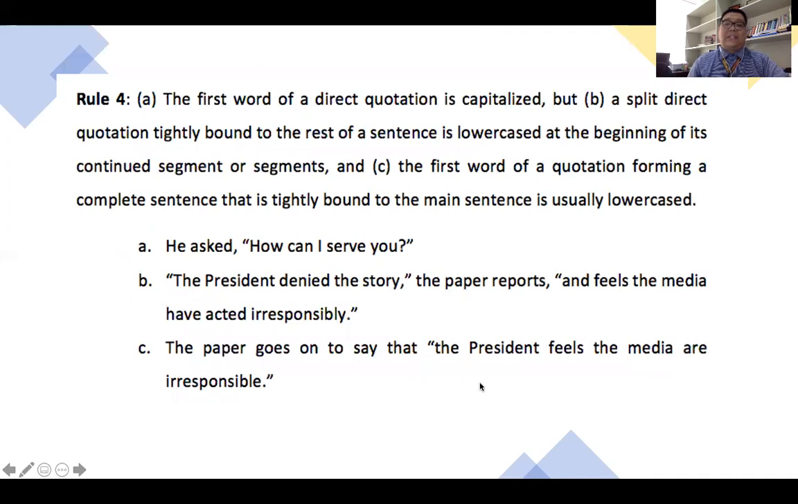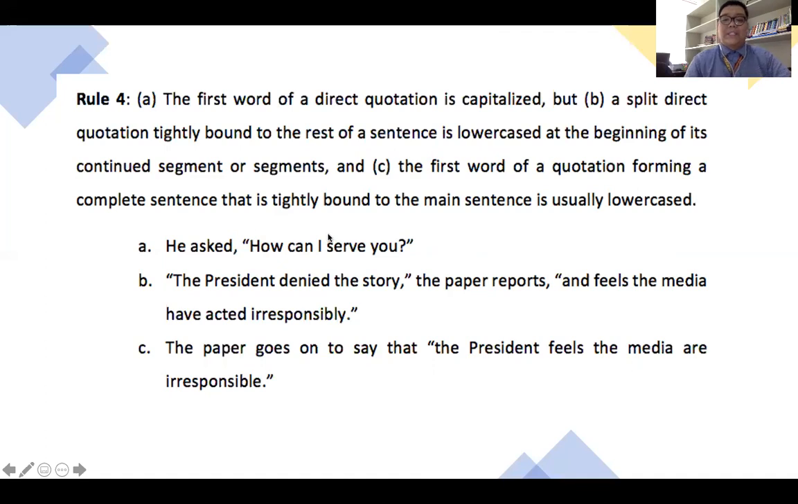Now, the first word of a direct quotation is capitalized, but a direct quotation tightly bound to the rest of a sentence is lowercase at the beginning of its continued segment or segments, and the first word of a quotation forming a complete sentence that is tightly bound to the main sentence is usually lowercase. For example, in sentence A, he asked, "How can I serve you?" Now, you have to remember that if you enclose direct quotations, verbatim statements, inside quotation marks, then you have to add a comma first after the verb and then capitalize the first letter of the expression. If you can see here, H for how is capitalized because this is a complete expression.